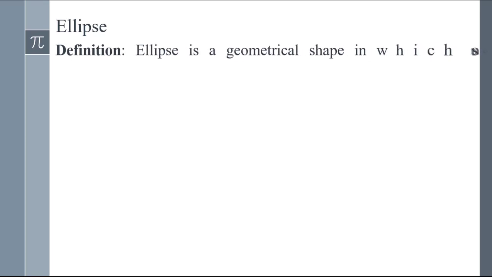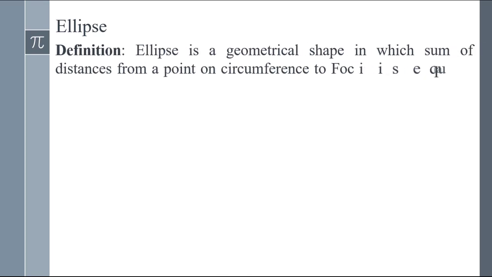Now let's move on to our first lesson, which is ellipse. At first, we will define ellipse. The definition of ellipse is such that ellipse is a geometrical shape in which sum of distances from a point on circumference to foci is equal to length of major diameter. Foci means focus.